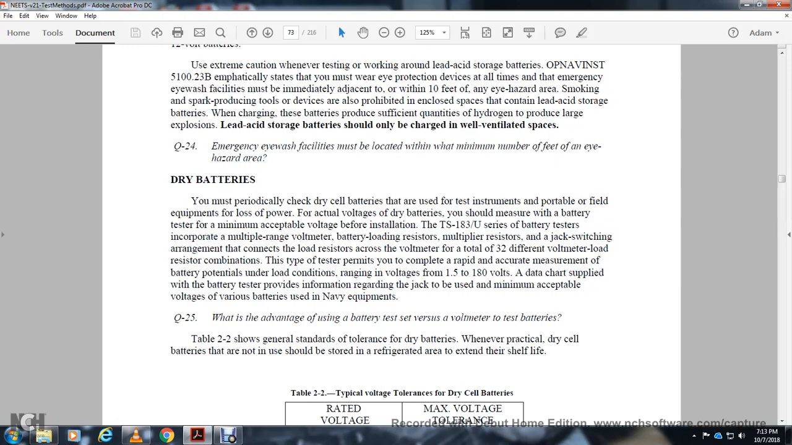The data chart on the battery test provides information regarding the minimum acceptable voltage for the various batteries and the name of the equipment. Table 2.2 shows the general standard with the tolerance for the dry battery. A practical dry cell battery should not even be stored in the refrigerator.